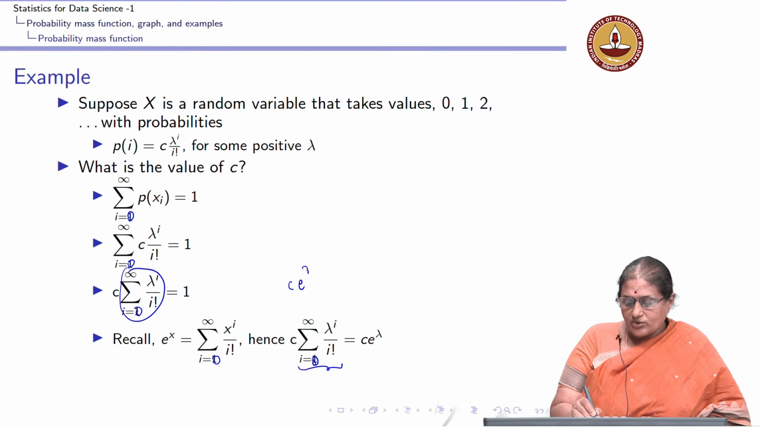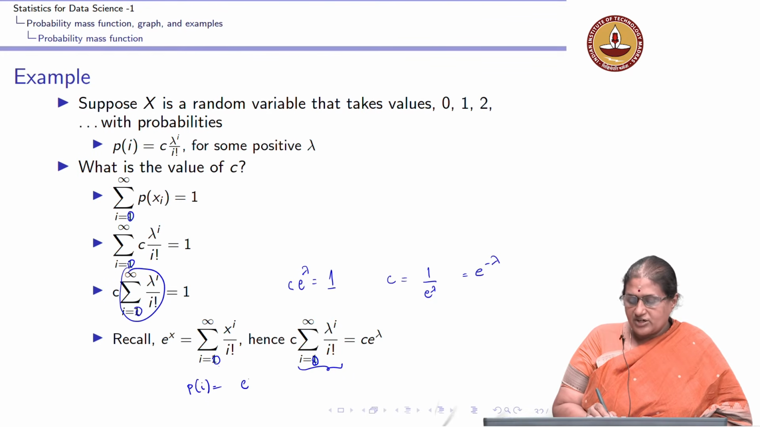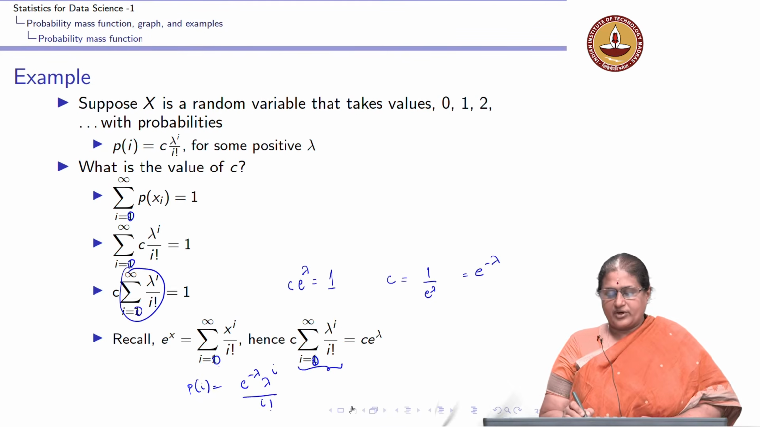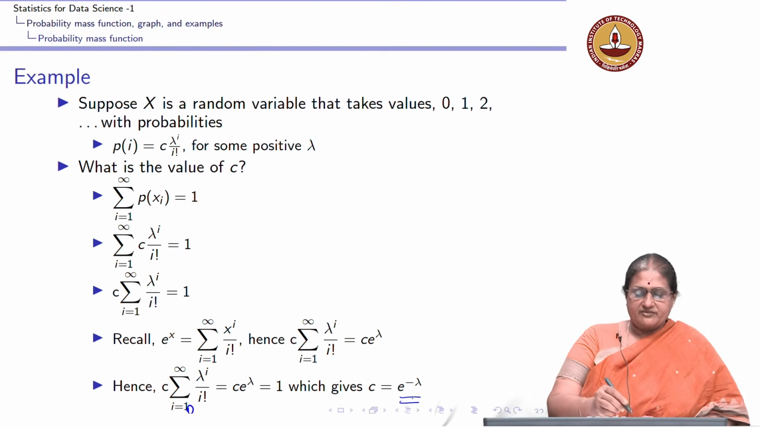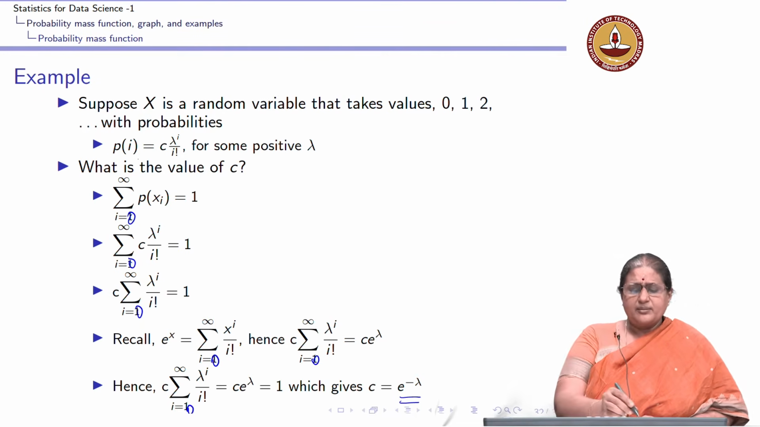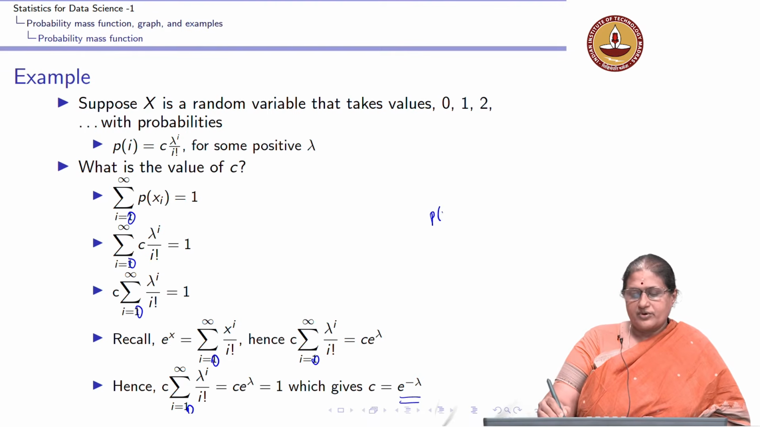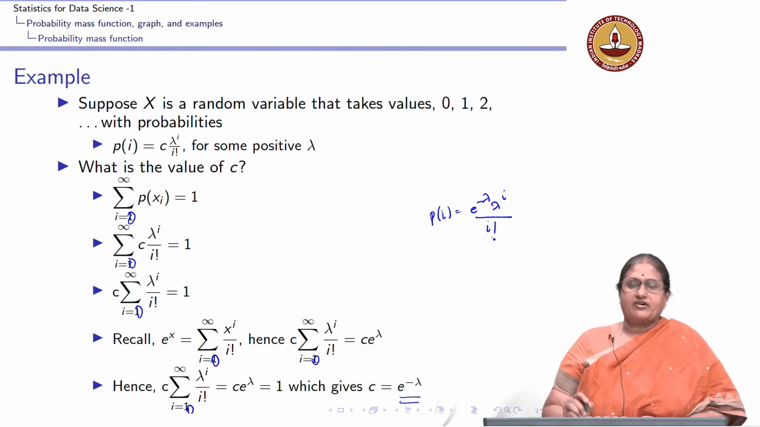So, I get C into e to the power of lambda equal to 1, which would give me C equal to 1 by e to the power of lambda, or e to the power of minus lambda. Hence, I get my P of i as e to the power of minus lambda, lambda to the power of i by i factorial. So, I can get my C to be e to the power of minus lambda, which gives me the solution that P of i is e to the power of minus lambda, lambda to the power of i by i factorial.